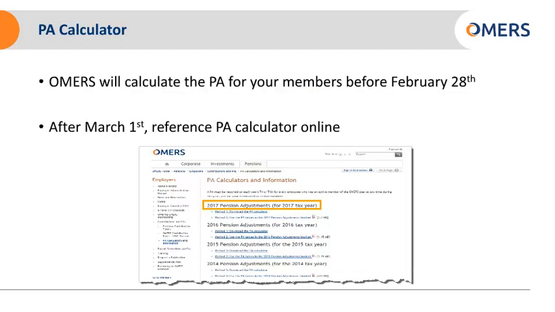Remember, OMERS will calculate the PA for your members before February 28th. This will avoid the PA warning if you are able to complete your 119s before this date. After March 1st, please reference the PA calculator online, where you will be able to calculate the correct PA.